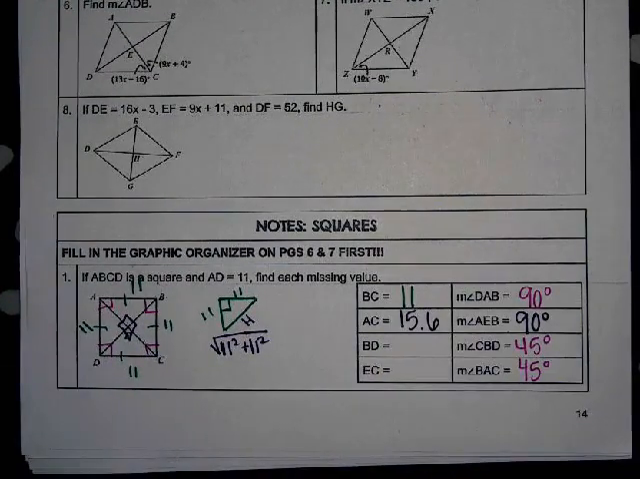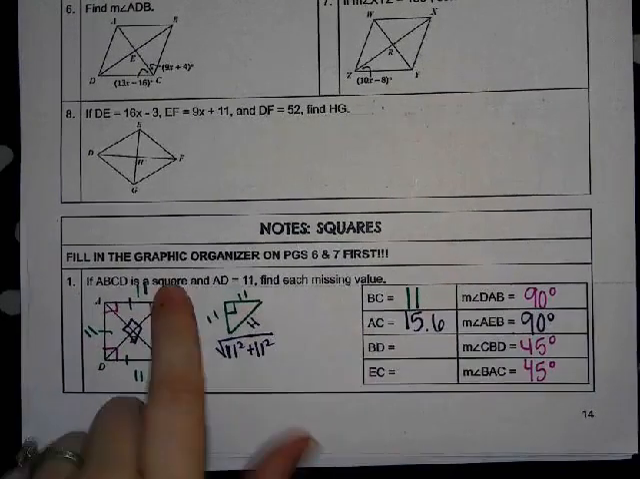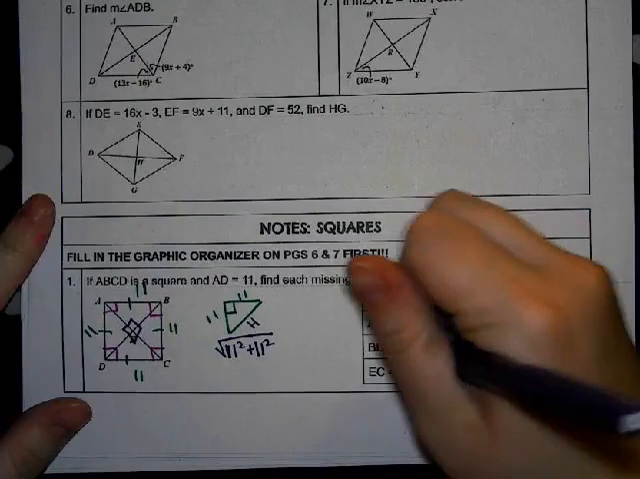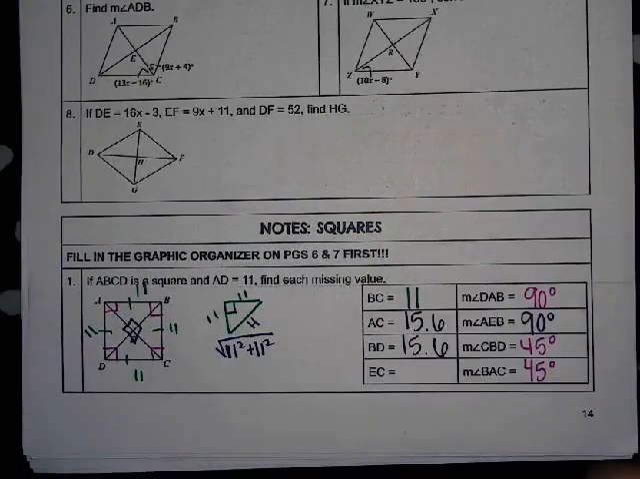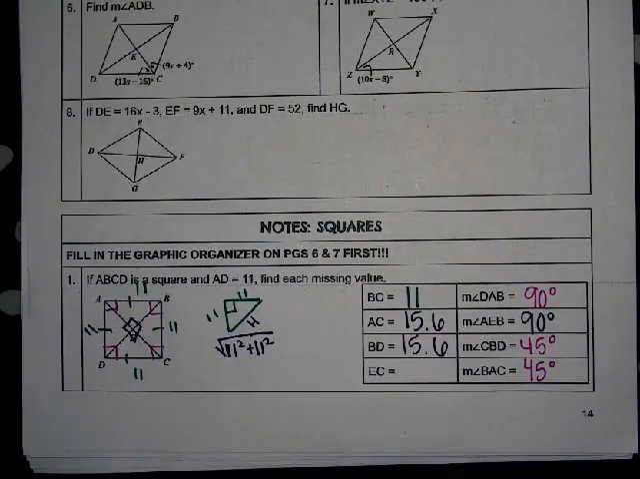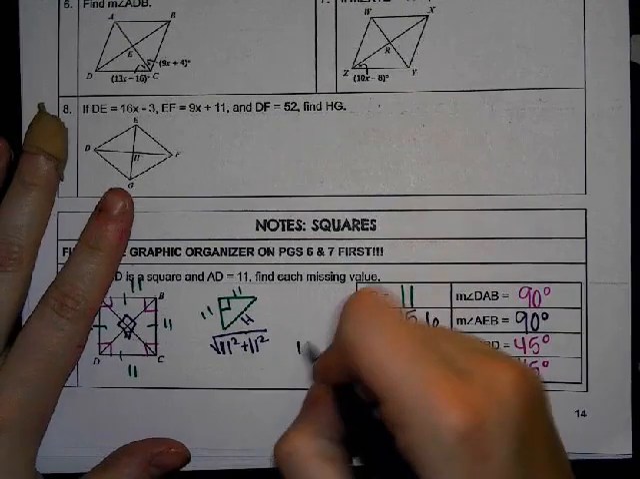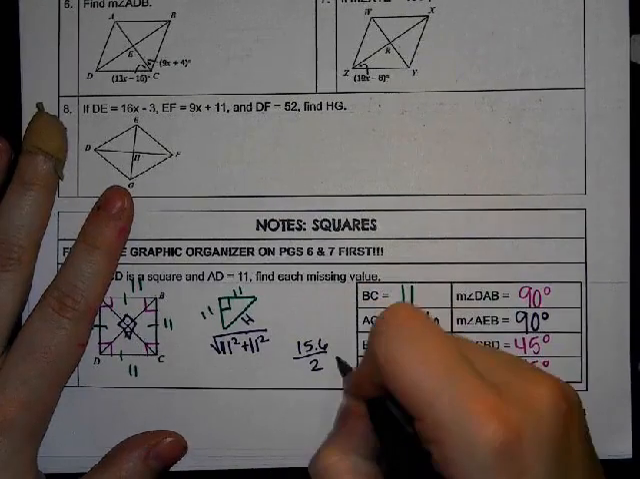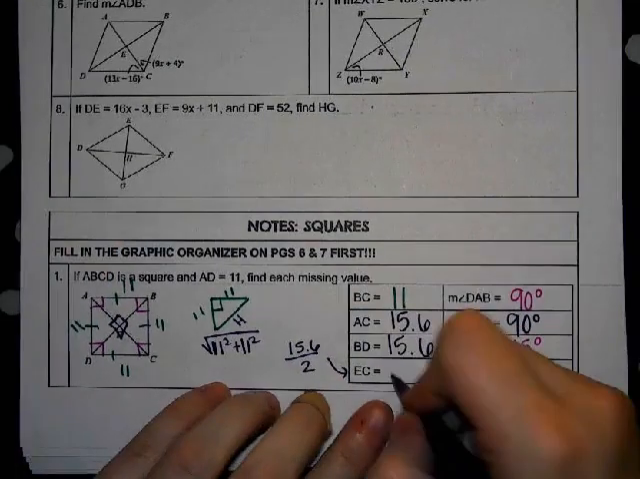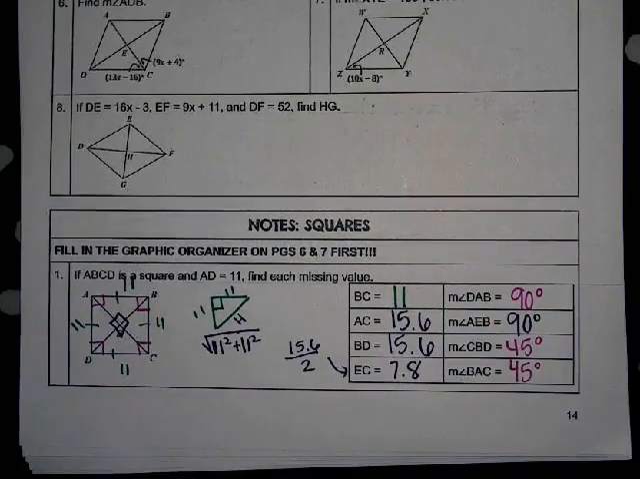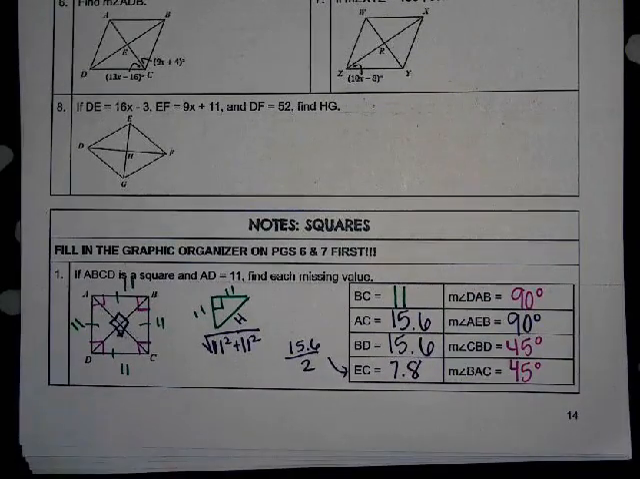So if 15.6 is my whole diagonal, let's figure out the rest of these pieces. BD, that's another whole diagonal, so that's going to be 15.6. EC, that's a half diagonal. So to figure out a half diagonal, I divide it by 2. That means I'm saying 15.6 divided by 2. That would give me 7.8. Remember, just round to one decimal place. If you really feel like you should, you could round to the nearest whole number. I'm going to keep these to decimal places, though.